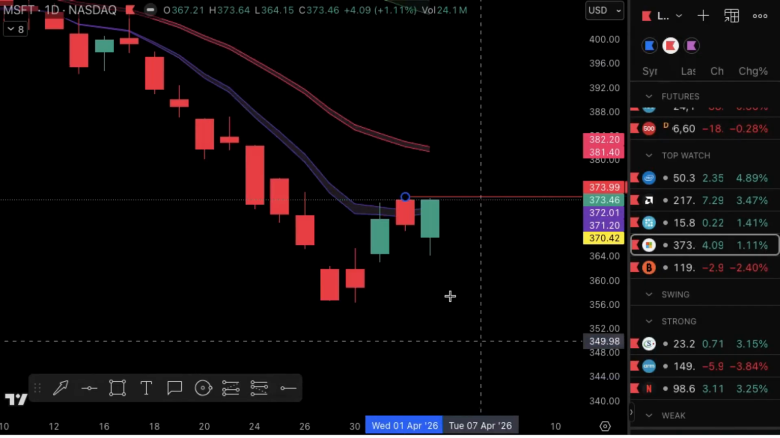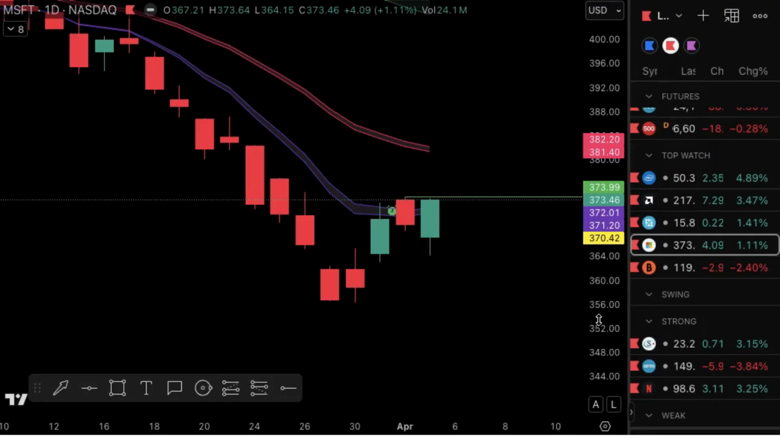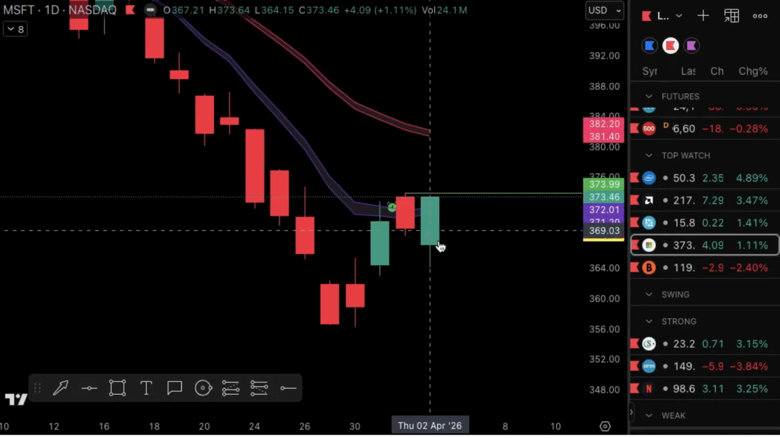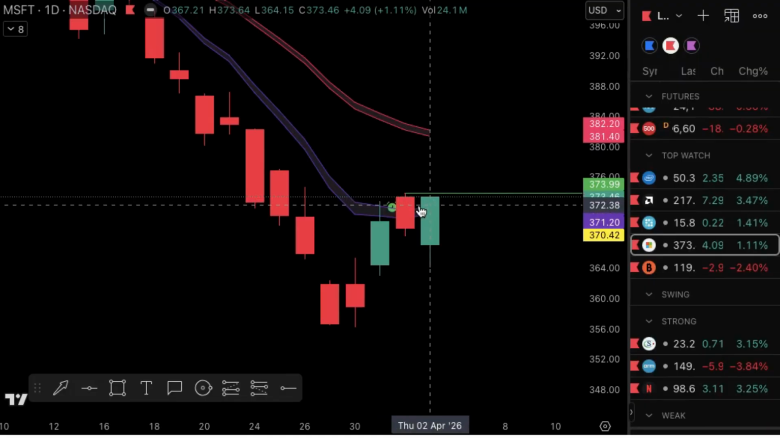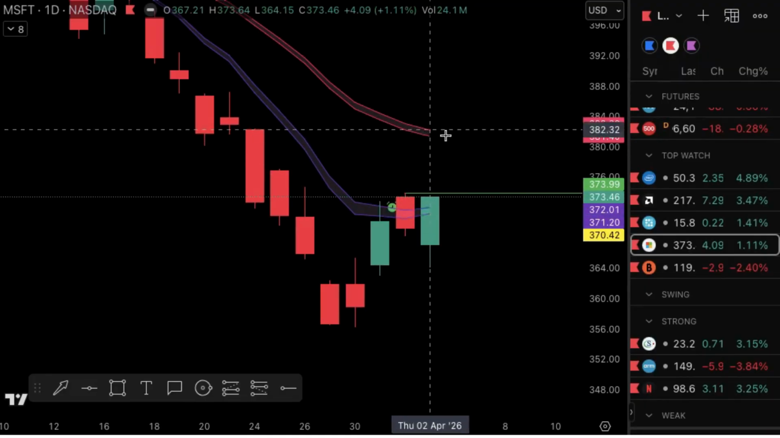So crossing up. Again, we're going up. So I usually make it green. But again, there is room here. So we're sitting at around 374. There is obviously room. There's about $8 here of room that we could go to 382.